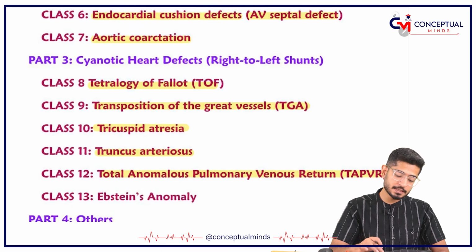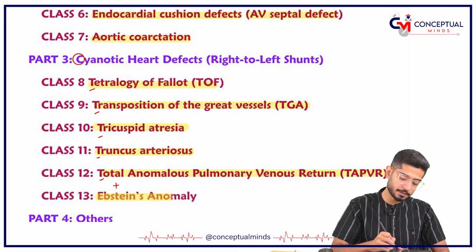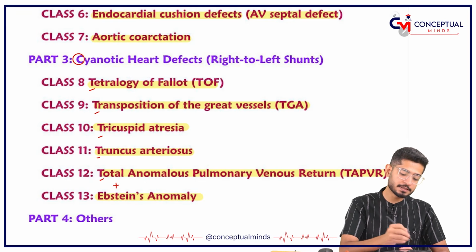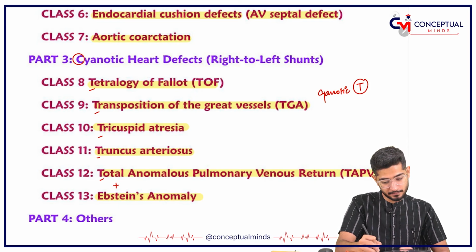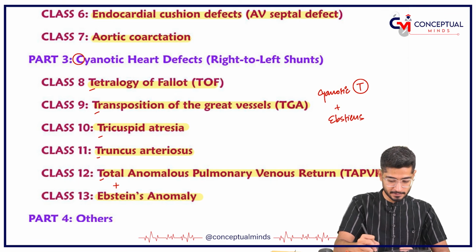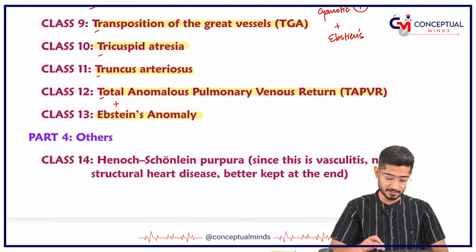If you see carefully, all the cyanotic heart diseases start with the letter T, plus one, that is Epstein's anomaly. So all these are the cyanotic heart diseases. Now why they are cyanotic, why not? Of course, I'll discuss everything in detail with you.